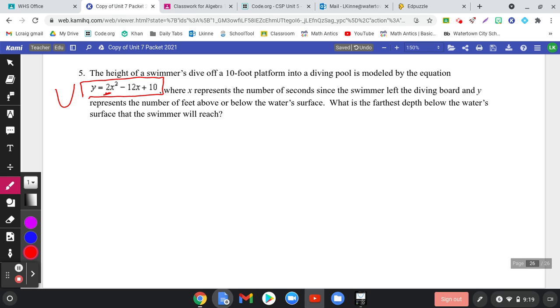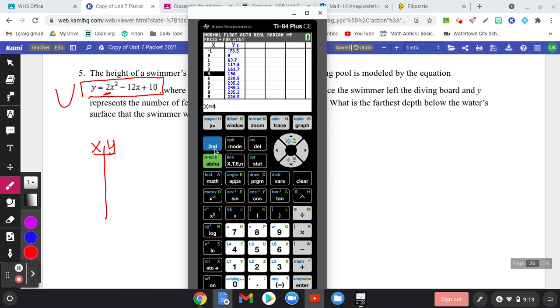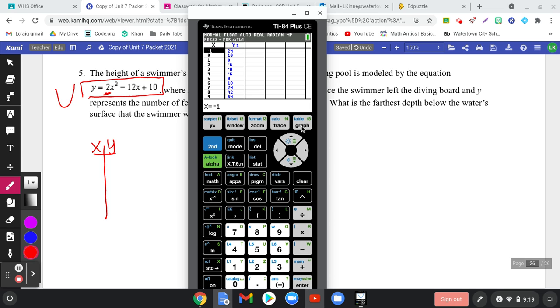What's the farthest depth below the water's surface that the swimmer will reach? All right. So let's first get our table together. Go to your calculator, go to Y equals, and type that in. So Y equals, we'll hit clear, 2x squared. First one we've had that's positive. Minus 12x plus 10. Take a look at the table.